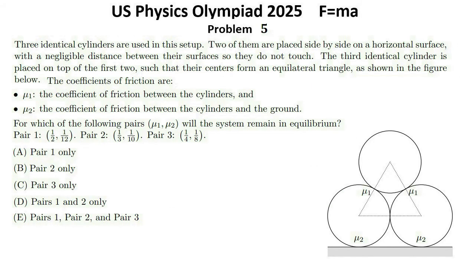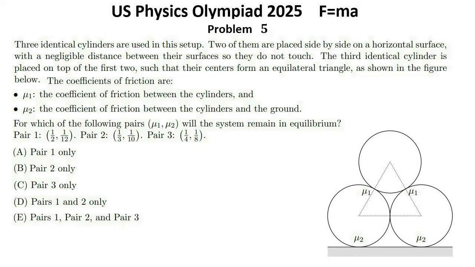Problem number 5. Three identical cylinders are used in this setup. Two of them are placed side by side on a horizontal surface, with a negligible distance between their surfaces so they do not touch. The third identical cylinder is placed on top of the first two, such that their centers form an equilateral triangle, as shown in the figure below. The coefficients of friction are μ1, the coefficient of friction between the cylinders, and μ2, the coefficient of friction between the cylinders and the ground. For which of the following pairs, μ1, μ2, will the system remain in equilibrium?